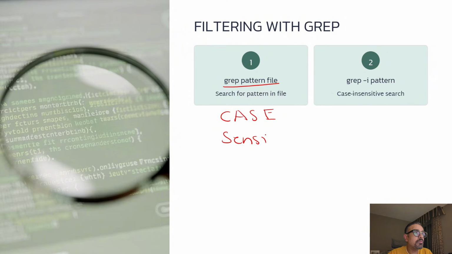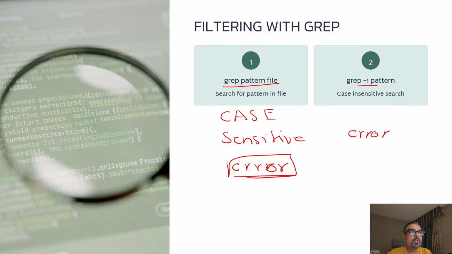So if I say error, it will only look for this kind of error keyword. But when I use I, so if I say error, it is going to be case insensitive. So it will search for error, then this kind of error, then any type of case that we are having.